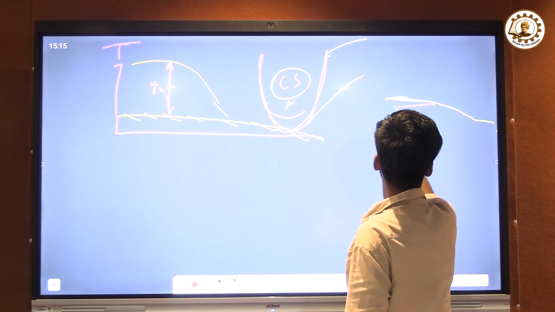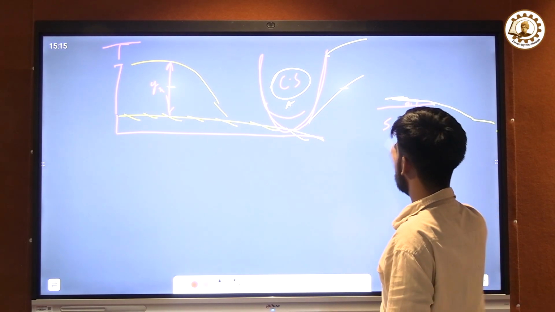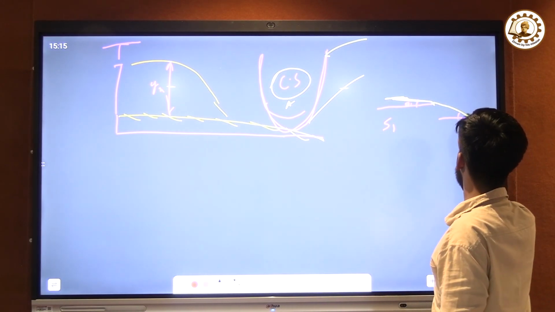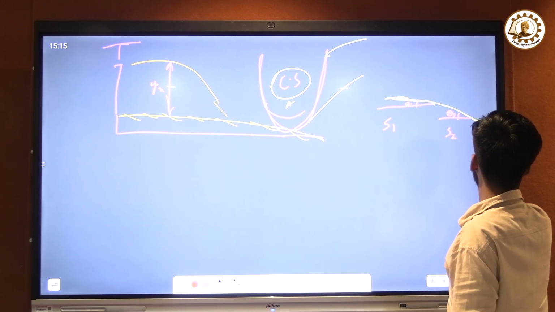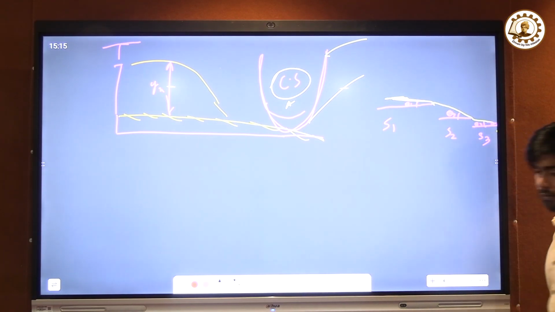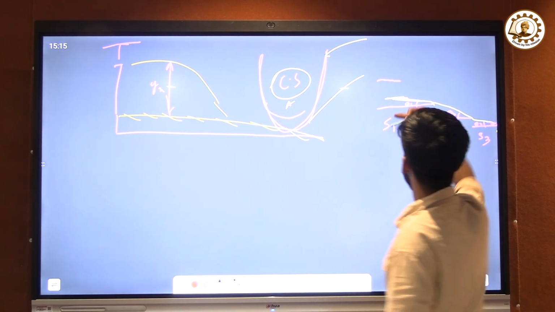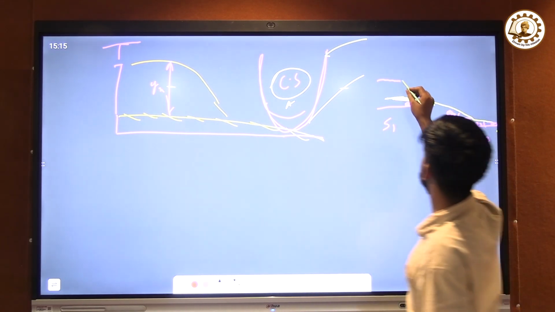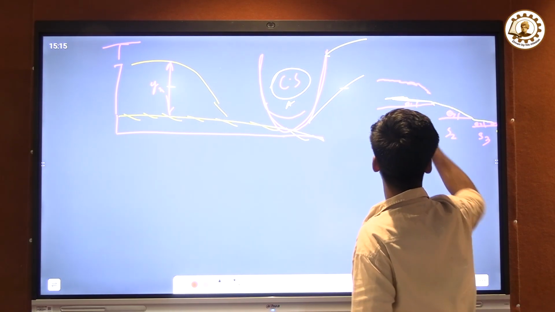Now for this part we can have a different theta 1 or S1. For this part we can have a different theta 2 or S2. For this part we can have a different theta 3 or S3. Now when this happens, then due to the decrease of the slope, the water surface profile will decrease a little bit, isn't it?